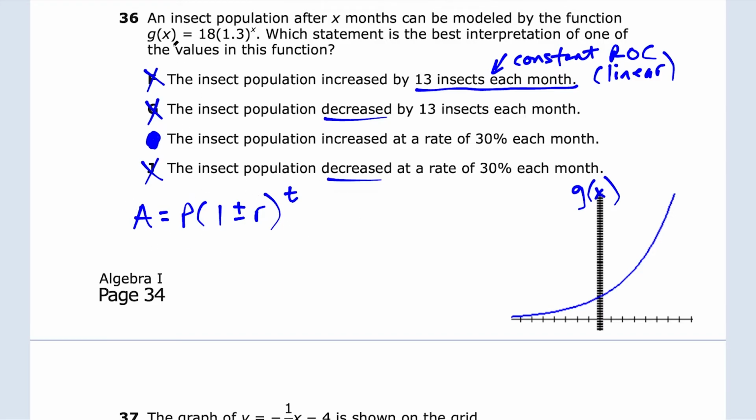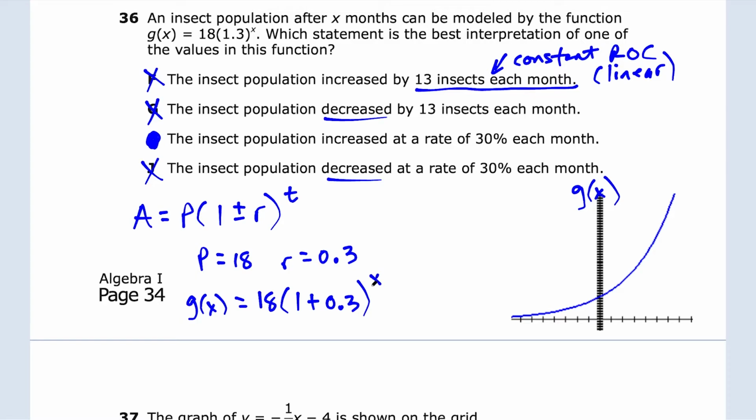So what we have is, in a sense, P is equal to 18. And then this is a 1 plus situation, not minus, because the value of our base is greater than 1. So our r value is 0.3, and then instead of t, it's x. So it's not really a big change here. So now what I notice is that g of x is equal to p, which is 18, times (1 plus r, 0.3) to the x power like this.